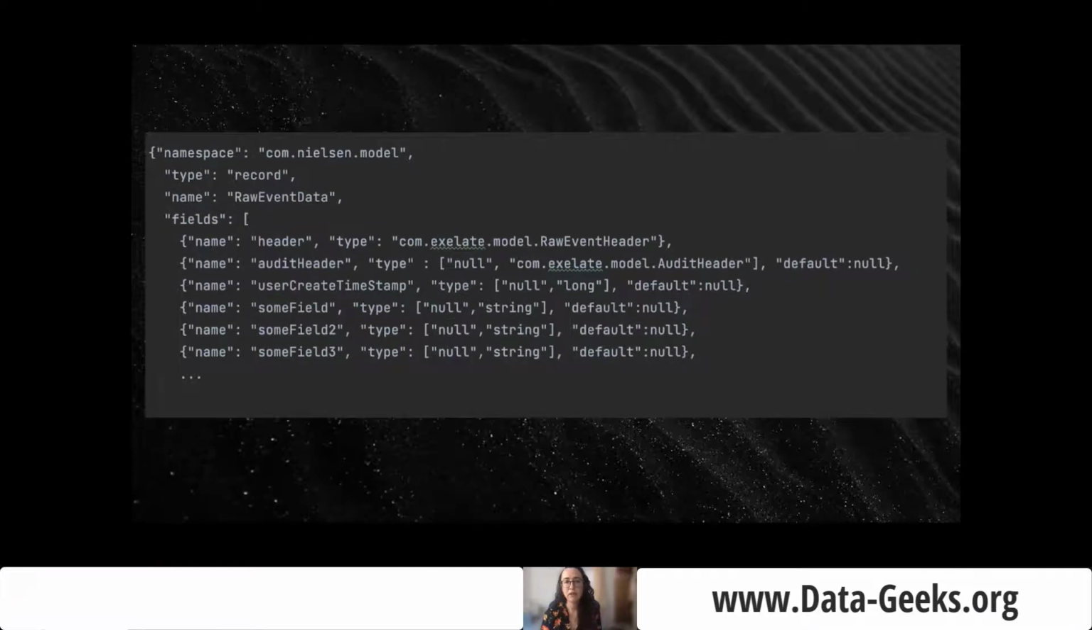And if we look at an entire record, you can see I anonymized some fields. This record is of type raw event data, right? And it has its own header, which is a different object, and it has a user create timestamp and some other fields. And up in the second row, it has the audit header. So we just added that audit header to every Avro definition of every topic that we had. Next slide.